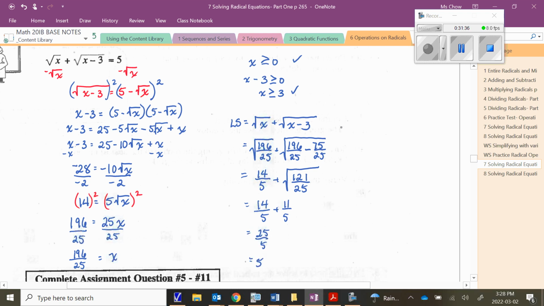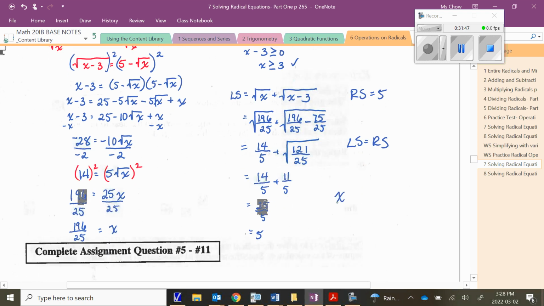And guess what our right side is? Right side of the equation is also 5. So left side equals right side, and that confirms that x equals 196 over 25, and that is our solution.